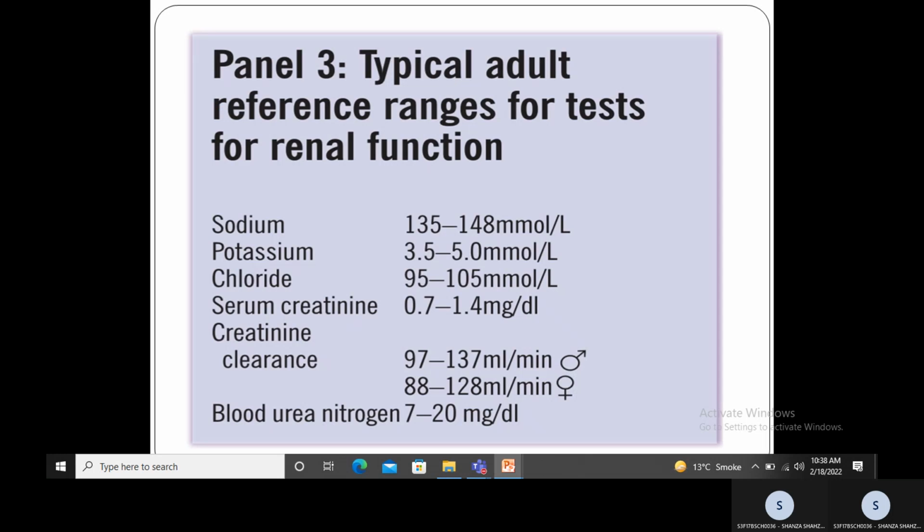There is a table of typical adult reference ranges for tests of renal function, in which sodium is 135 to 148 millimole per liter, potassium is 3.5 to 5.0 millimole per liter, chloride is 95 to 105 millimole per liter, and serum creatinine is 0.7 to 1.4 milligram per deciliter. Creatinine clearance is 97 to 137 ml per minute in males and 87 to 128 ml per minute in females. Blood urea nitrogen is 7 to 20 milligram per deciliter.